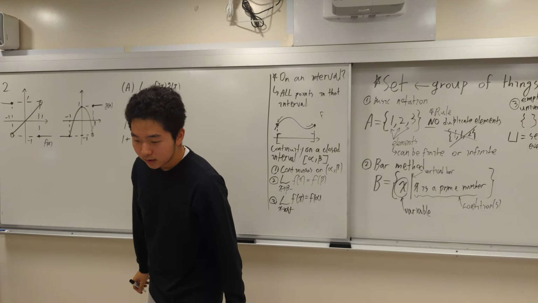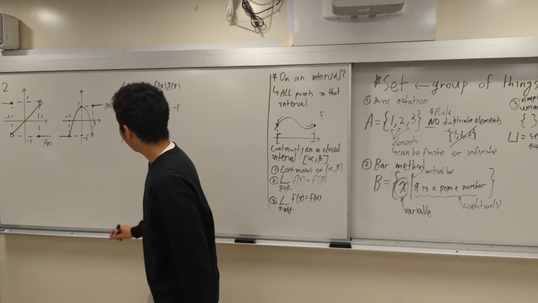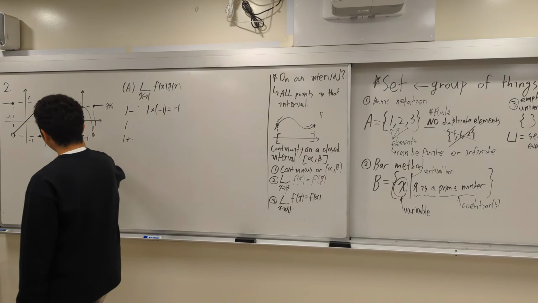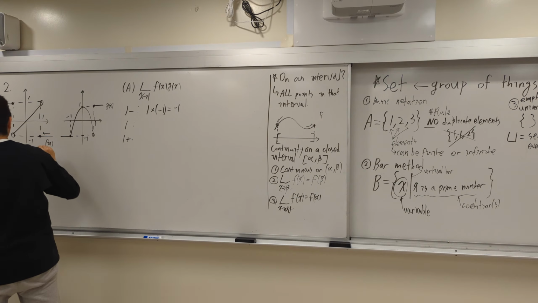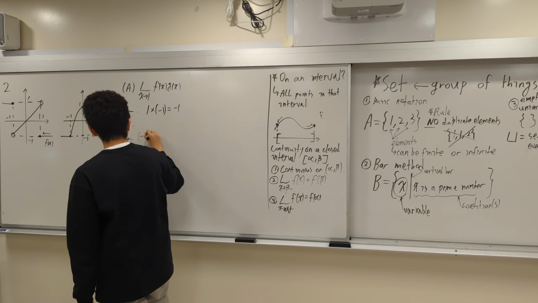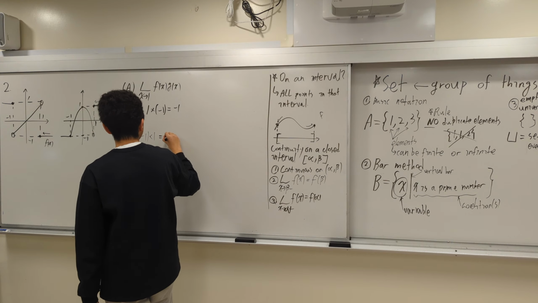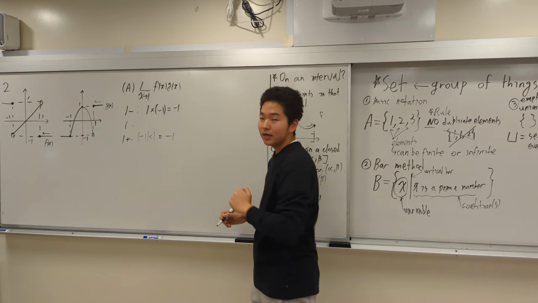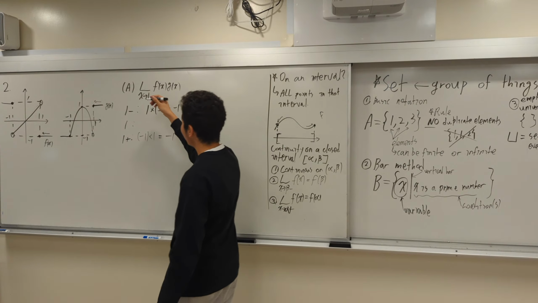Do we? Oh, not yet, not for A. So let's go to 1 plus. 1 plus, we go to -1, and then here we go to what? We go to 1. So -1 times 1 equals -1. So do these two values equal each other? Yes. So A is correct.